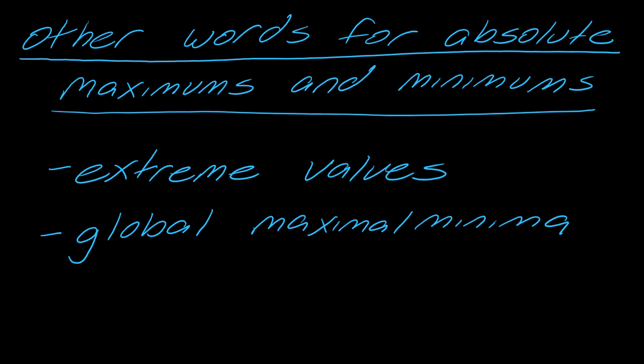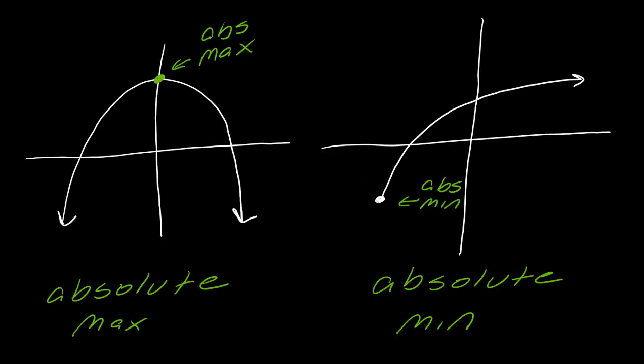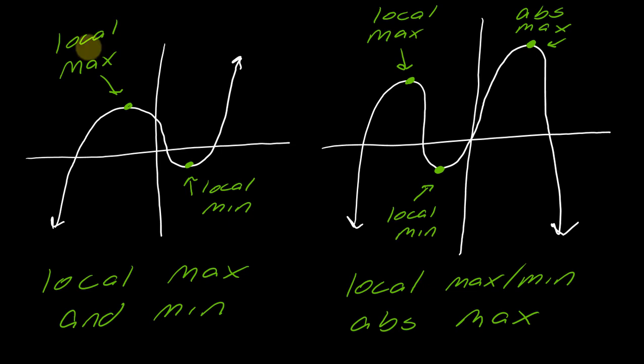Other words for absolute maximums and minimums would be extreme values or global maxima and minima. And visually, in this case, this would be my absolute max, and this would be my absolute min. All the other points here are smaller than the max, and all the other points here are larger than the min. And then to compare that, here are our locals, around some interval. We see these humps, so we call them local. You can have both locals and absolutes all in one graph. That's totally possible.